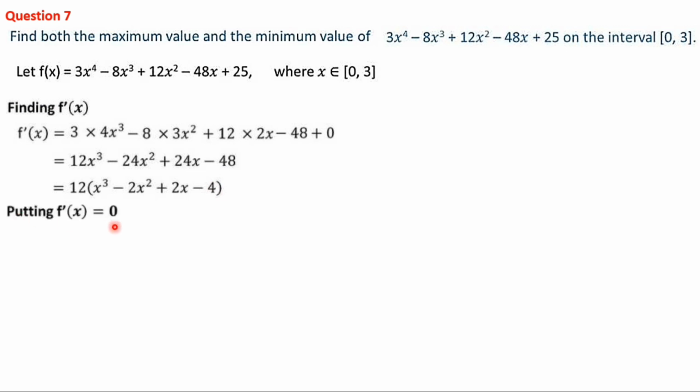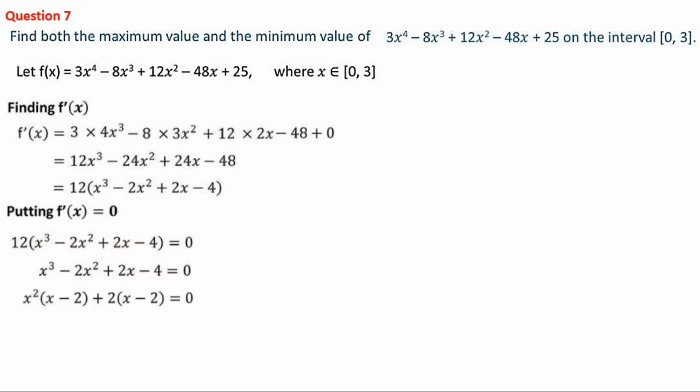Then f dash x is equal to 0. When we consider 12 into x cube minus 2x square plus 2x minus 4 is equal to 0, that means x cube minus 2x square plus 2x minus 4 is equal to 0. Then in these two terms there is common x square. If you take x square common, x minus 2 will be coming. In these two terms 2 is common. When we take 2 out, x minus 2 is there, is equal to 0. When we check these two terms, x minus 2 is common. Taking x minus 2 common, in the first term x square remains, in the second term 2 remains. So x square plus 2 into x minus 2 is equal to 0.